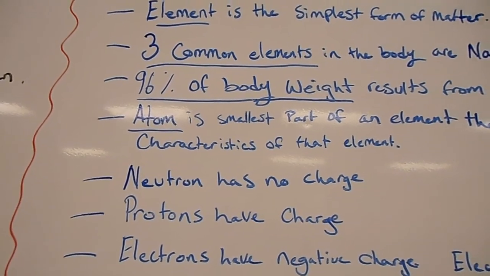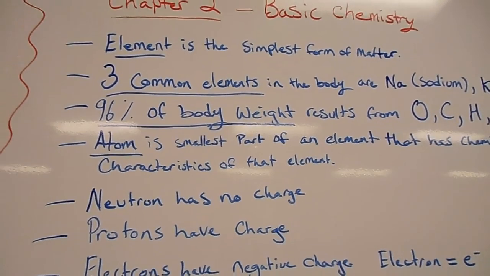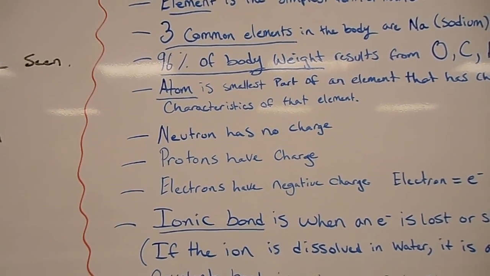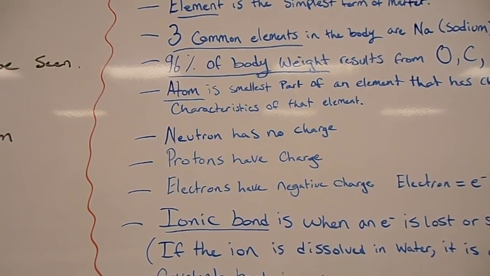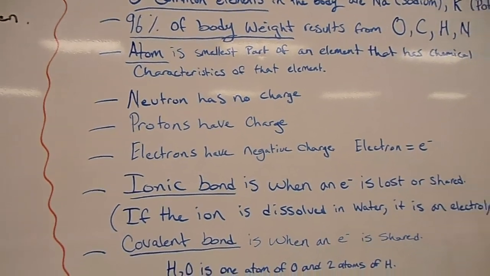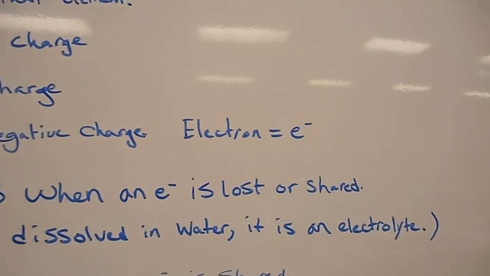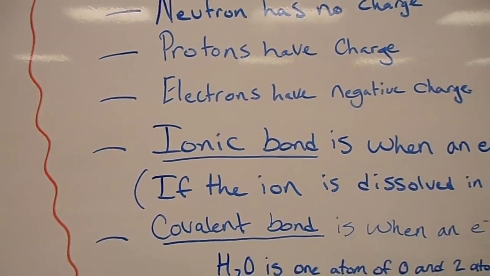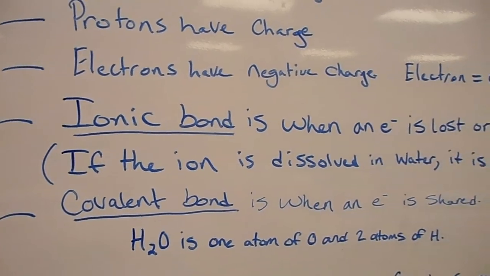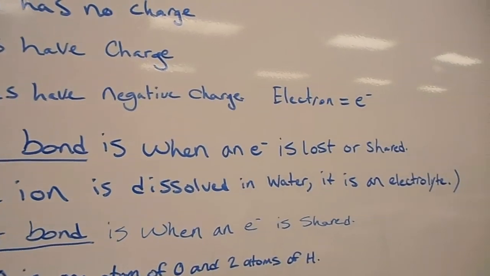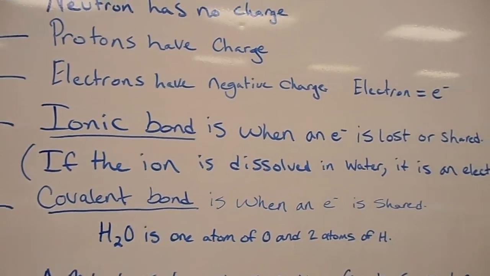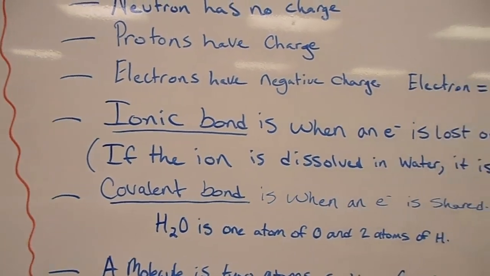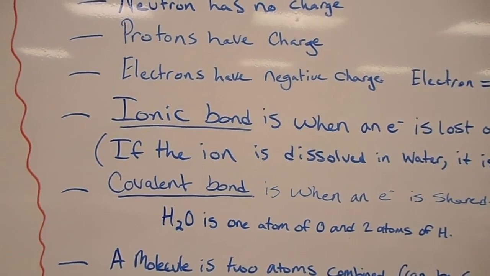An atom is the smallest part of an element that has chemical characteristics of that element. A neutron has no charge, and a proton has charge. Electrons have negative charge, and the sign for electron is E negative. So, in further notes, that is what it means. An ionic bond is when an electron is lost or shared. If the ion is dissolved in water, it is an electrolyte. A covalent bond is when an electron is shared.